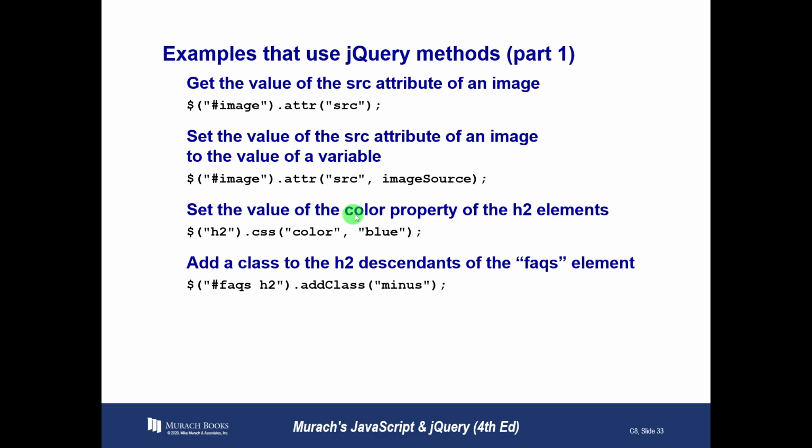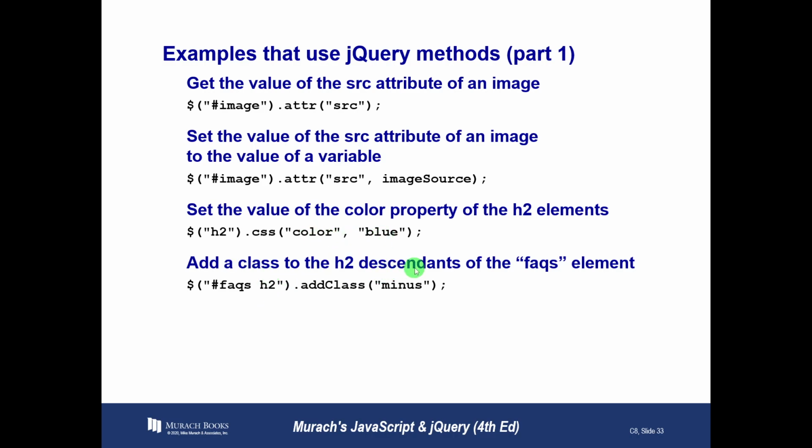Set the value of the color property of the H2 element. So find all the H2 elements and apply the CSS property color and make it blue. Okay, so .css lets us set a CSS property on an element or multiple elements. In this case, all the H2s will get the color blue.